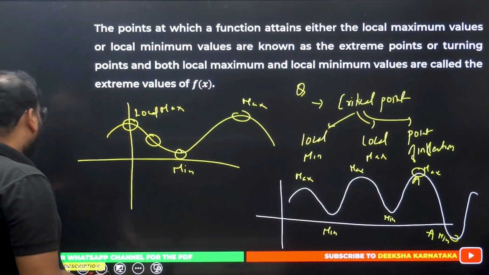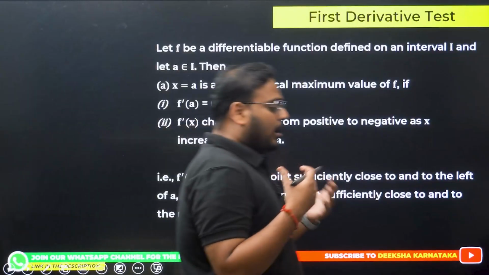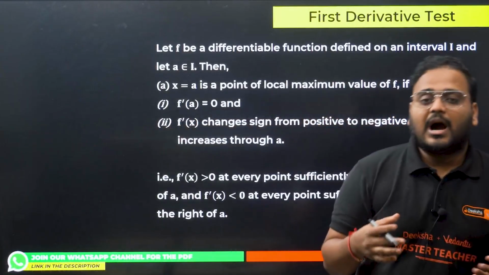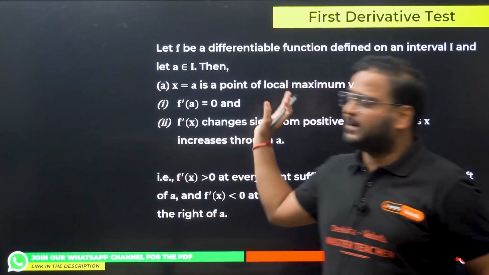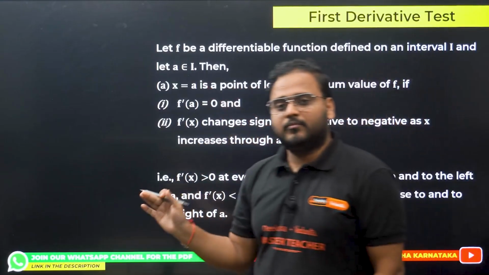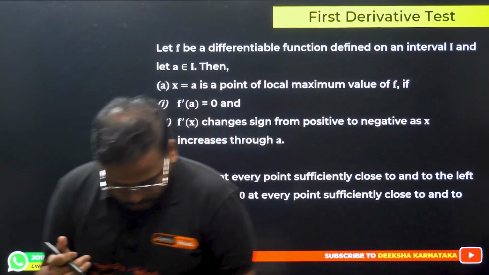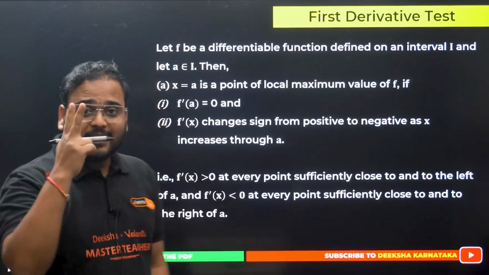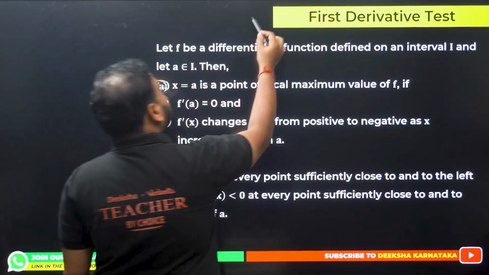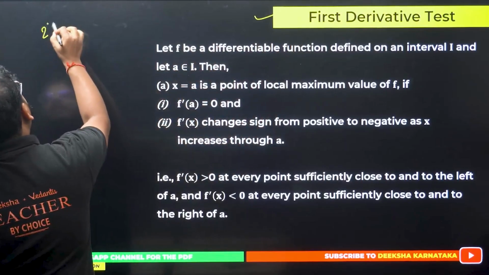All right, let's move on to now, if a question is given to you, how do you know all of this? How do you actually solve the problem? So far the concept part is okay, understood sir, no problem whatsoever, but how do we solve these questions? For that we have two tests: the first derivative test, and we also have the second derivative test.